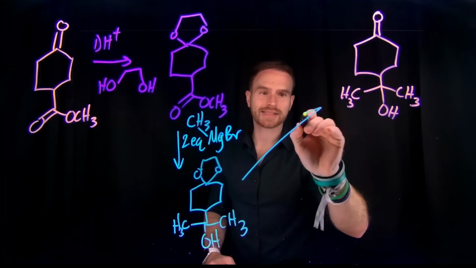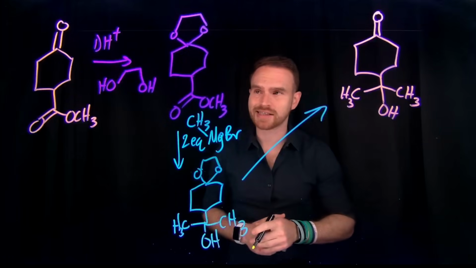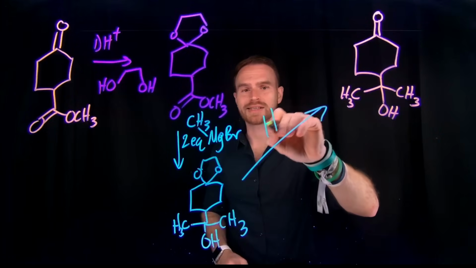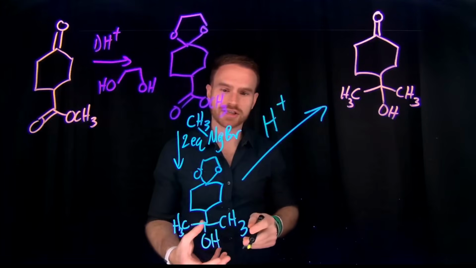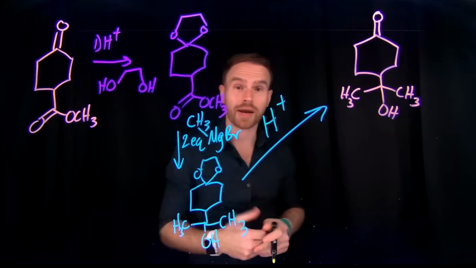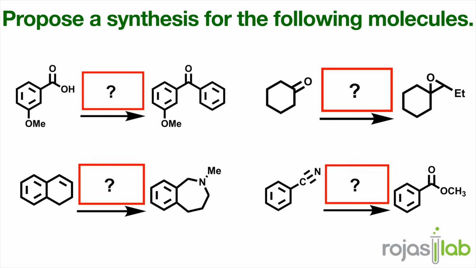And then the last step is just to remove that cyclic acetal, and just like we used an acid to put it on, we use an acid to get rid of it. And that's all the conditions necessary to transform that cyclic acetal back into a ketone and give us our final product. Let's try 4 more problems.